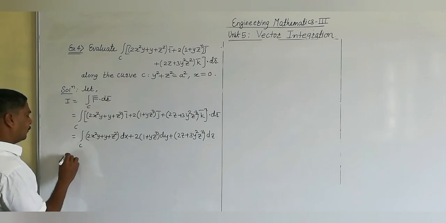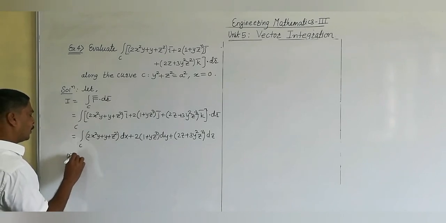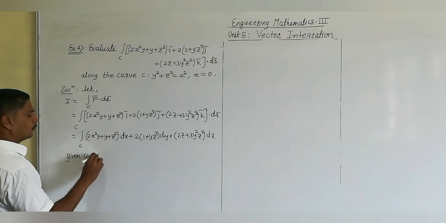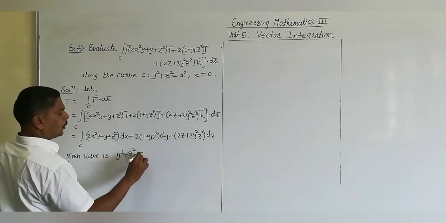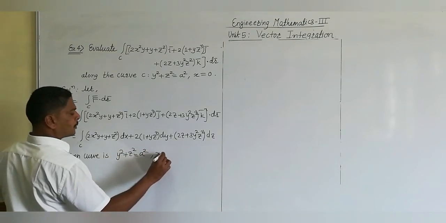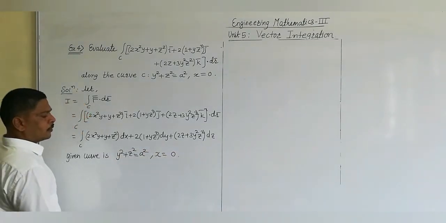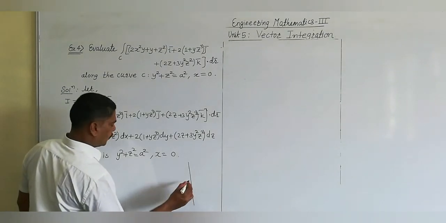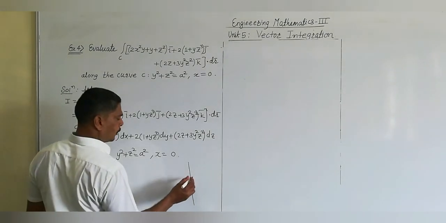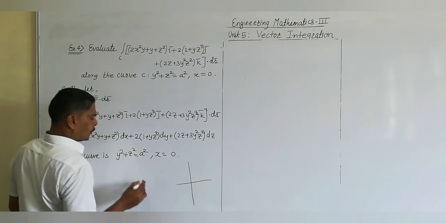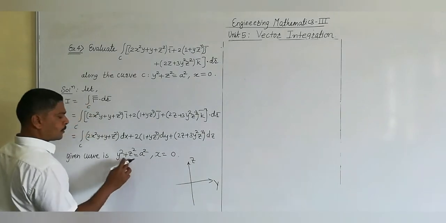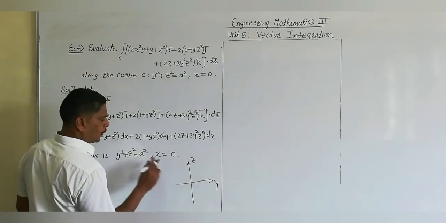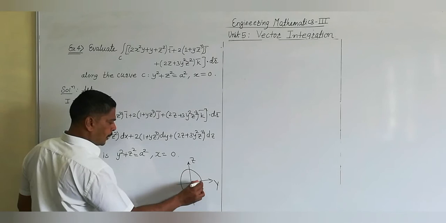Now given curve is y square plus z square is equal to a square and x is equal to 0. Okay, so draw one diagram of this. So suppose this is our y-axis and this is our z-axis. So in that case, this becomes equation of circle with radius a. So our diagram is like this with radius a.